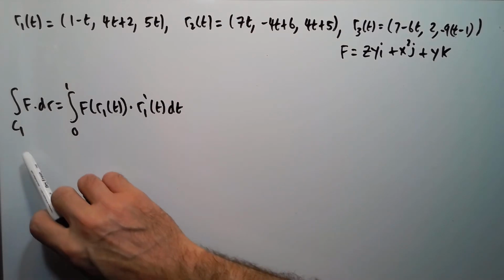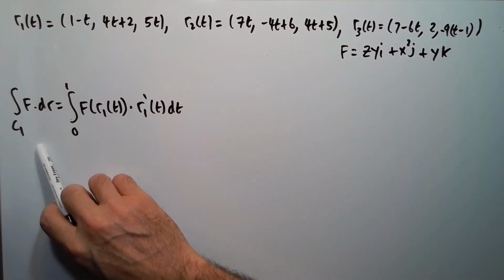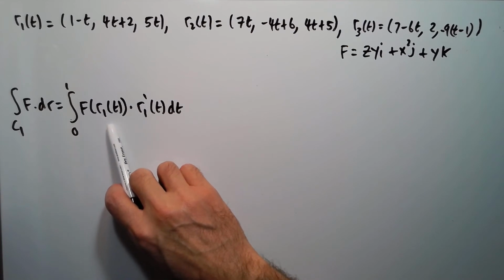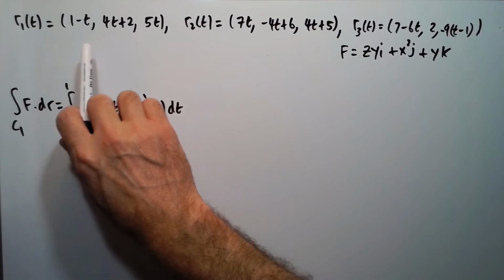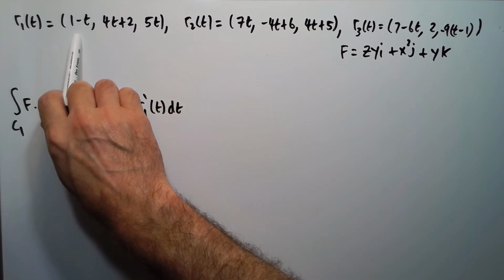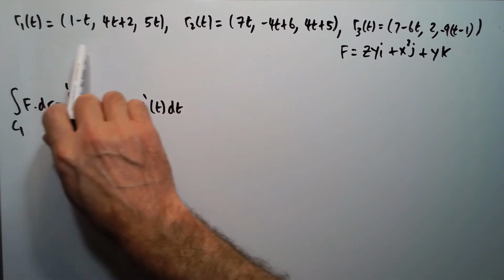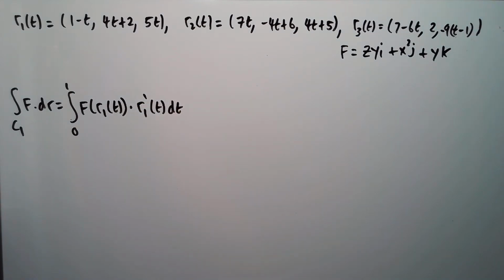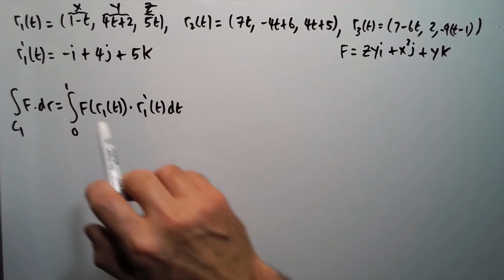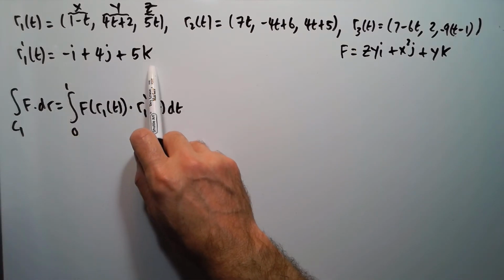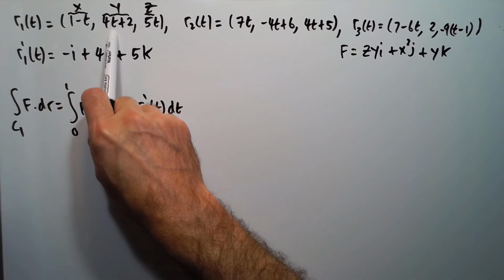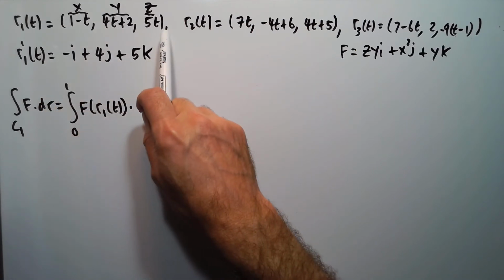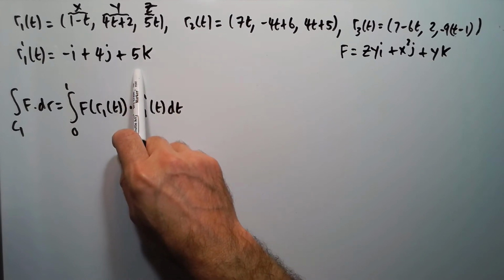So here's my integral over C1. So it's going to be integral 0 to 1 of F of R1 of t dotted with R1 prime of t. So let's do R1 prime of t up here. Well, it'll be the derivative of this guy with respect to t, which would be negative 1, 4, 5. So let me write that up here. Okay, so here's my R1. So I'm using the ijk notation. So the derivative of the first component would be negative 1, so it would be negative i. The derivative of the second component would be 4, so it would be 4j. The derivative of the third would be 5, so it would be 5k.